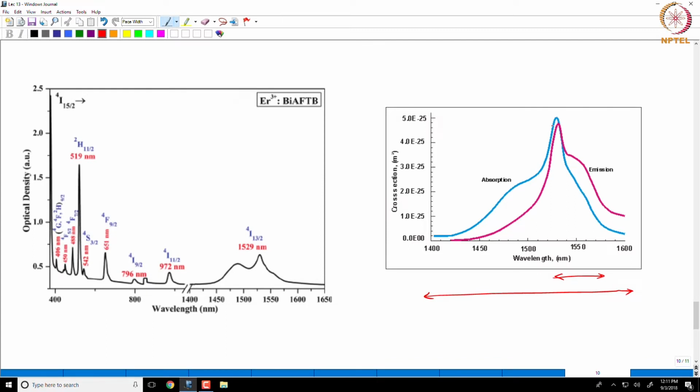So you can essentially achieve an inversion potentially by pumping at any of these wavelengths where there is a peak, because at all these wavelengths you can absorb energy, and that absorption will take the erbium atom from a ground state to a higher energy level, and from one of the higher energy levels you can get emission, and you can probably get stimulated emission also. Okay. So this is typically the kind of picture that we are going to be looking at.